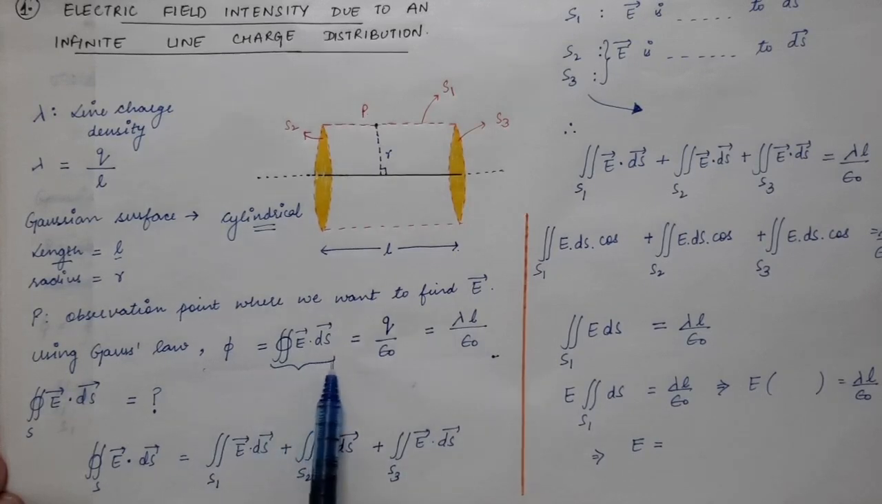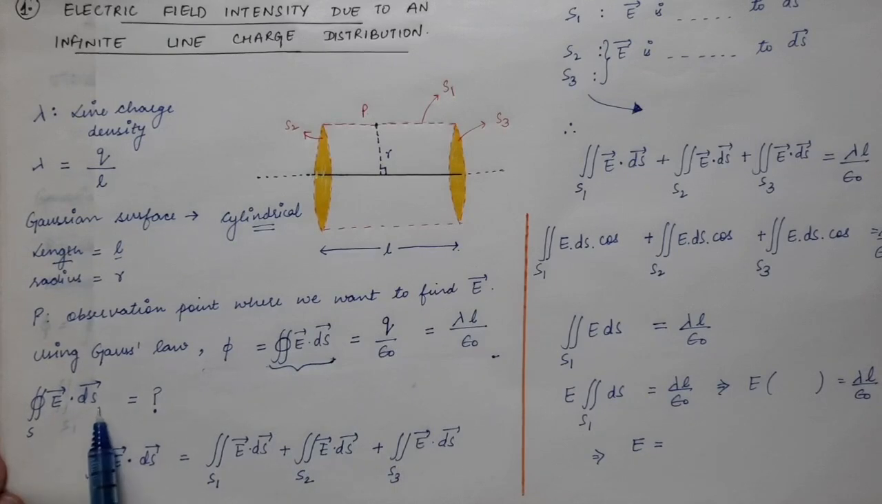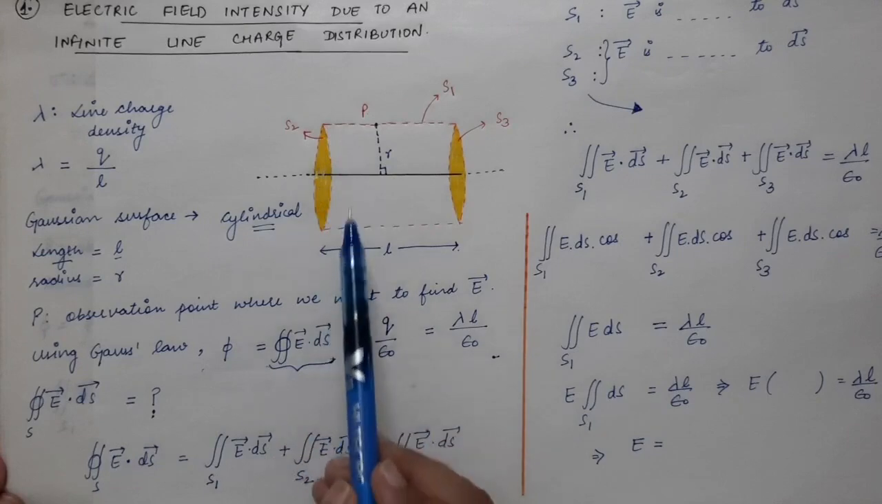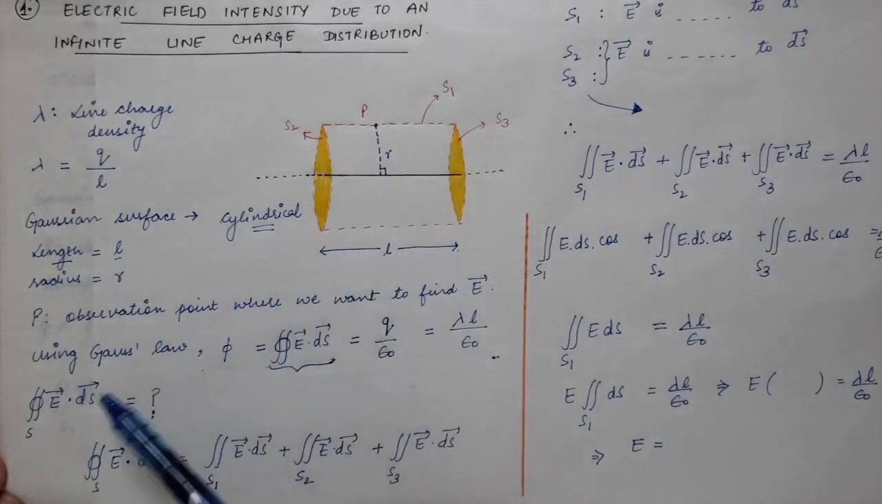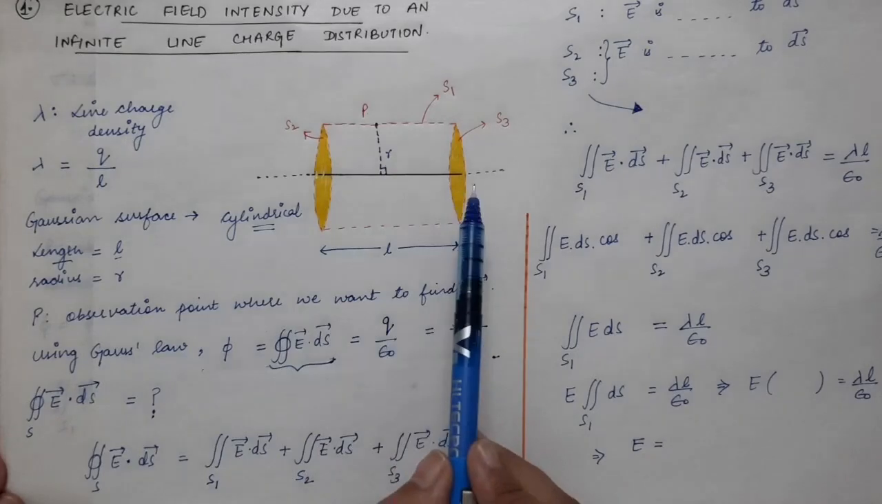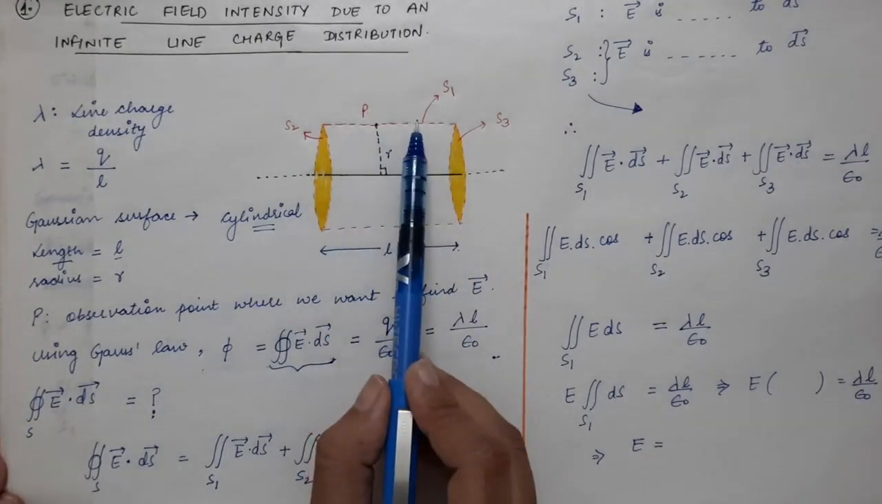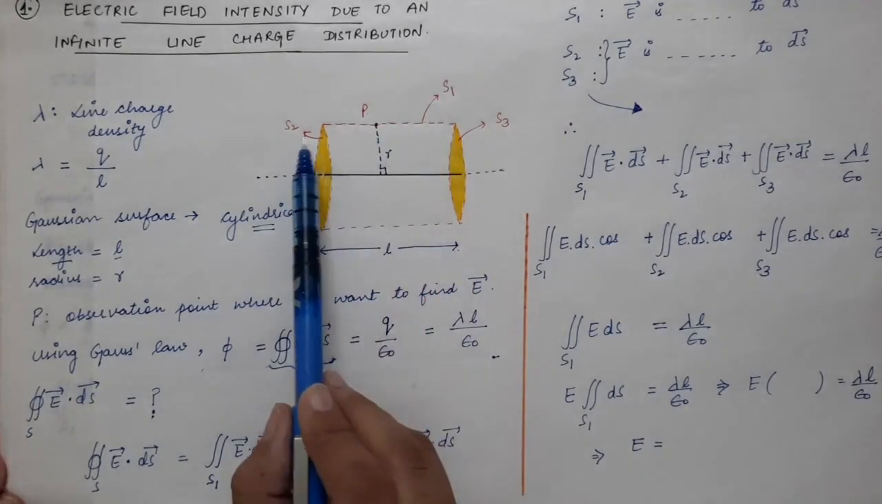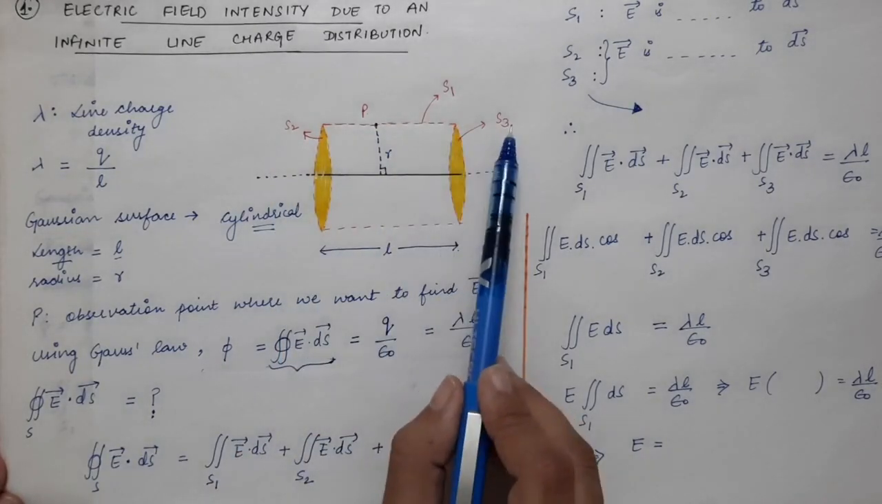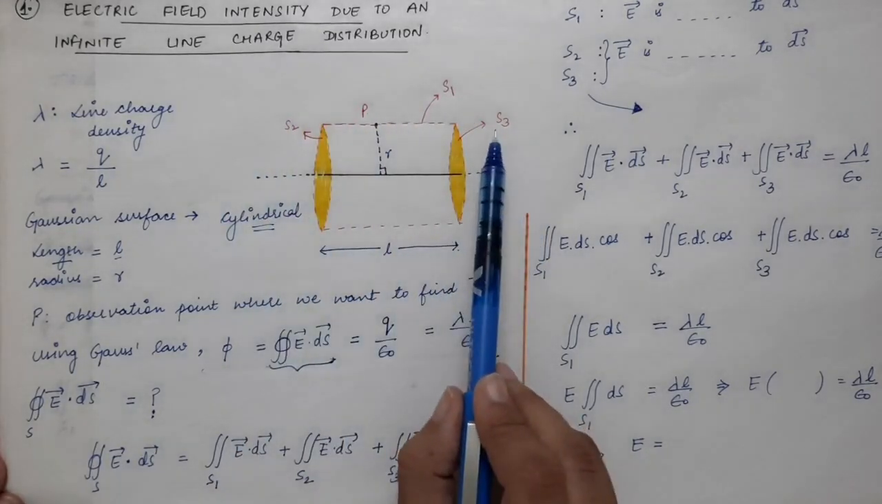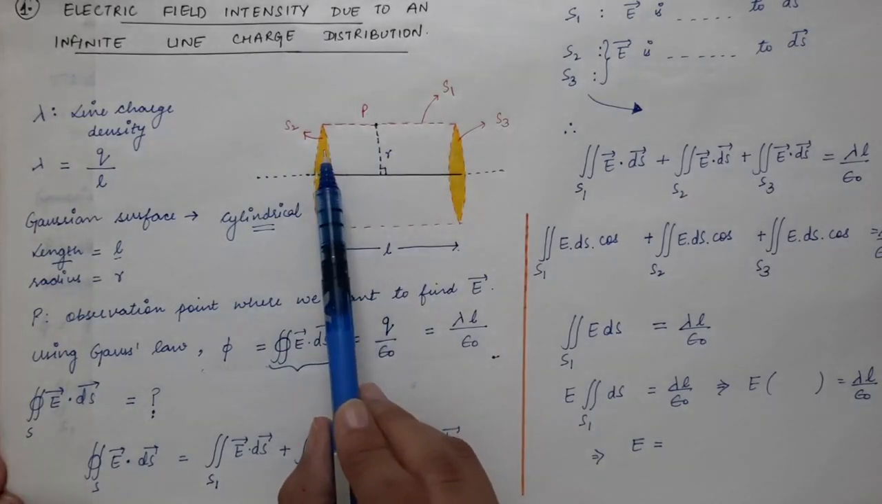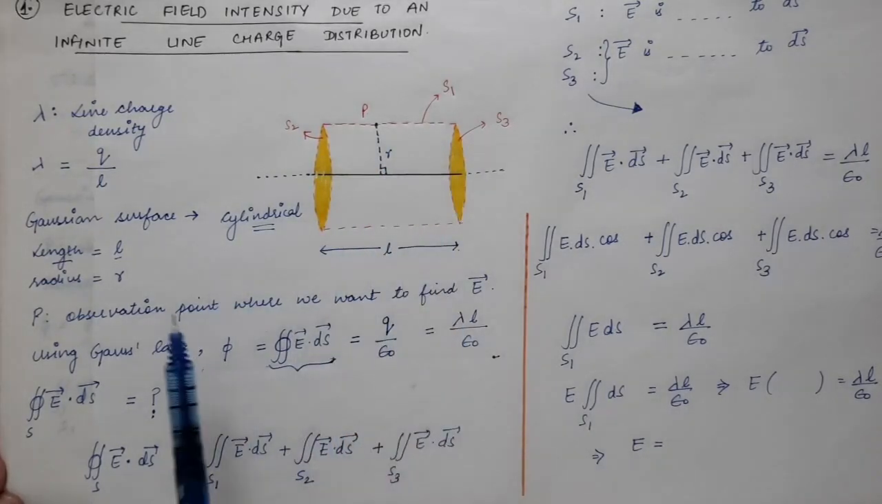So now the next step will be to evaluate this integral. We have the surface integral of vector E over the closed Gaussian surface, and we want to find this integral. This closed Gaussian surface is nothing but this cylinder that we have drawn, and this cylinder has three surfaces: S1, S2 and S3. When you combine all these three surfaces, that will make up a total cylinder.